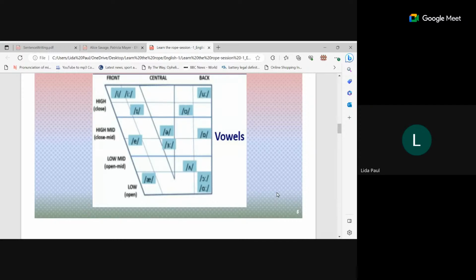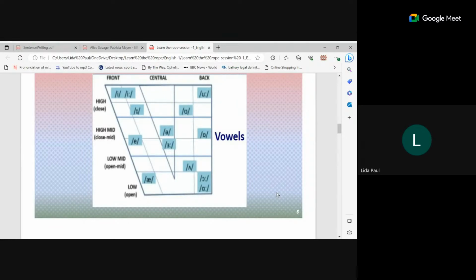You have more monophthongs or pure vowels, which is 12 out of the 20, and the remaining 8 are diphthongs. And the basic ones are actually the monophthongs, the pure vowels. English has 12 of them. Some other languages may have more than this, or a few other languages may have fewer than this. In English, you have 12. So let's look at them now.